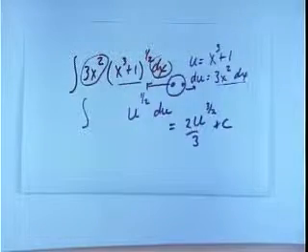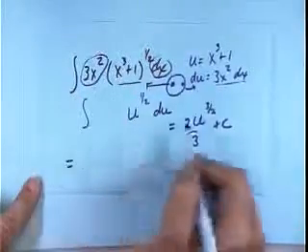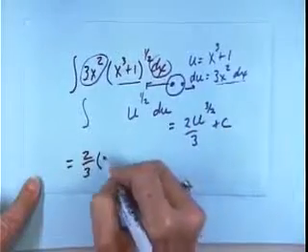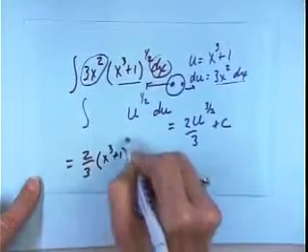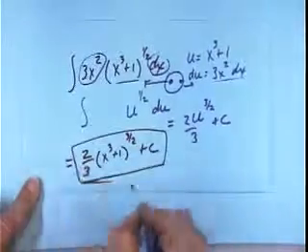All right, so we converted it from looking hard to something easy. We got an answer, so now we're ready to say what this integral really is, which is 2/3. U is x cubed plus 1. We'll raise that to the 3/2 plus c.